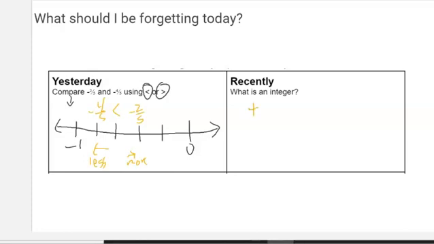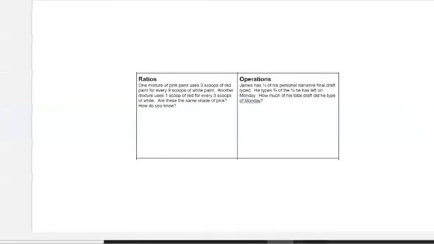An integer is a positive or negative whole number. That's just a definition. Make sure you know that definition well. Positive or negative whole number is an integer. Next ones.